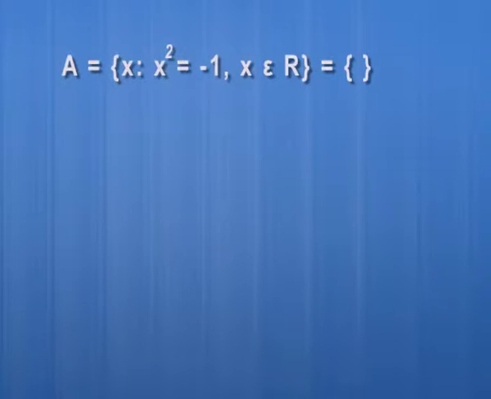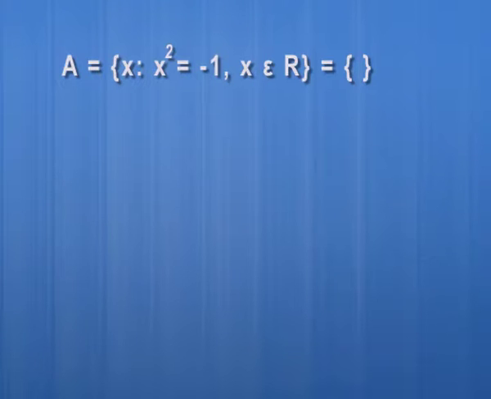By now, we have learned what are sets and two methods to represent a set. Now, using rule method, let me discuss one more set. The set is set A, set of all x such that x square equals minus 1 and x belongs to real numbers. Now, we have to find the elements belonging to this set. Is there any real number whose square is minus 1? No. There is no real number whose square is minus 1. We cannot get such a number.